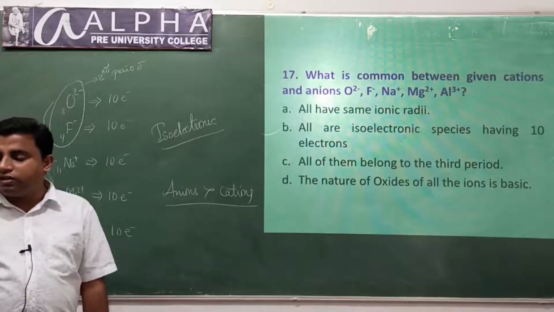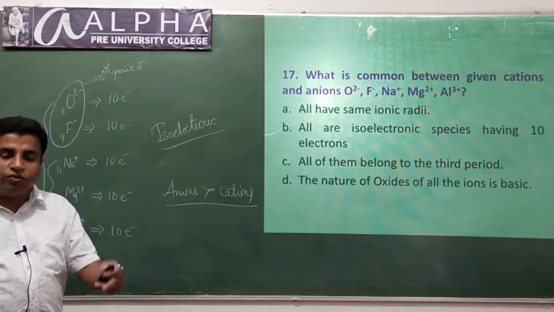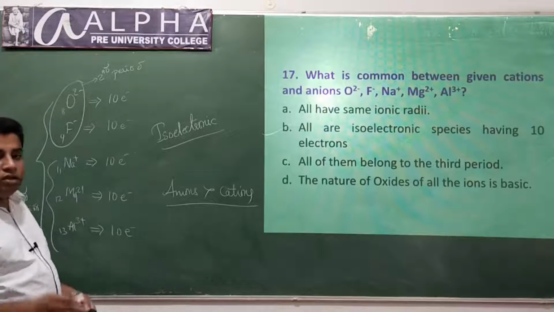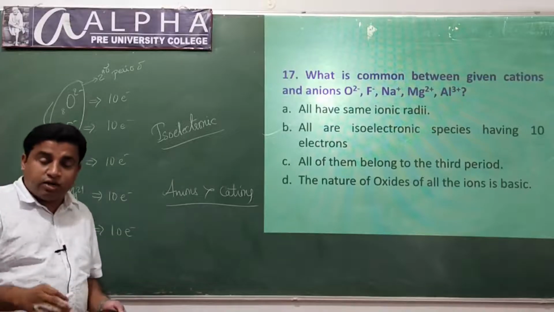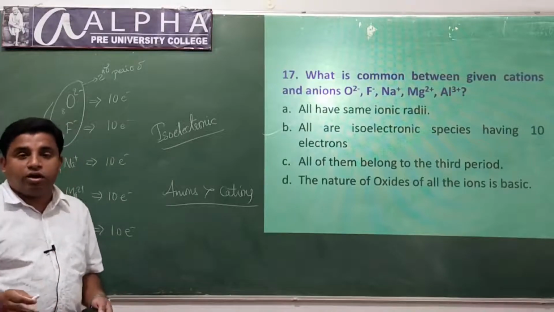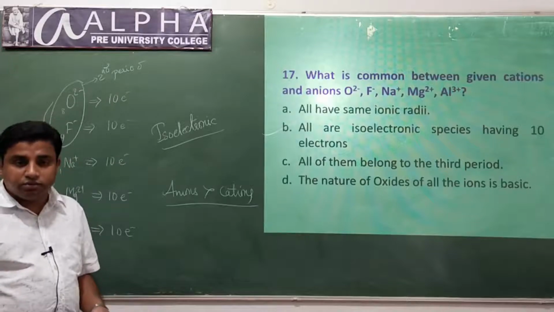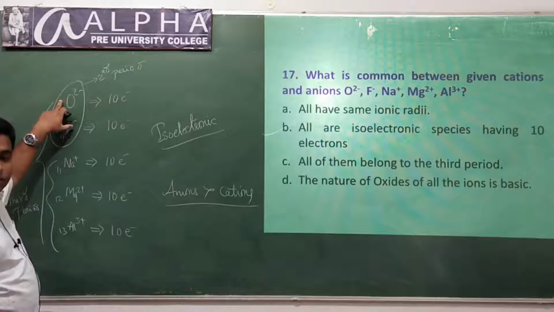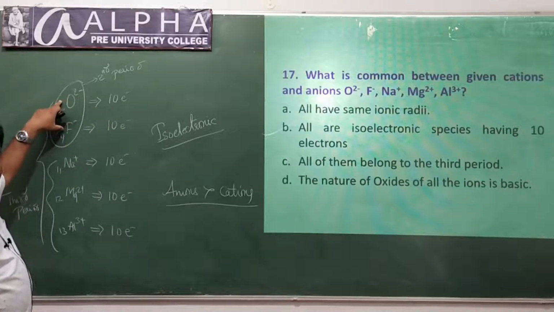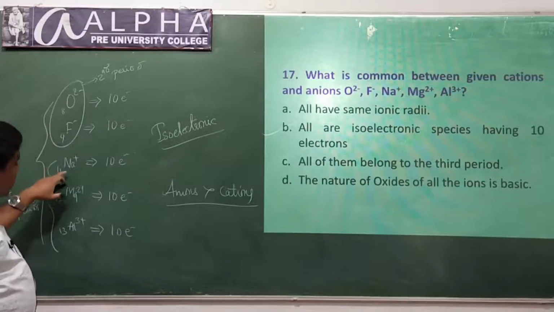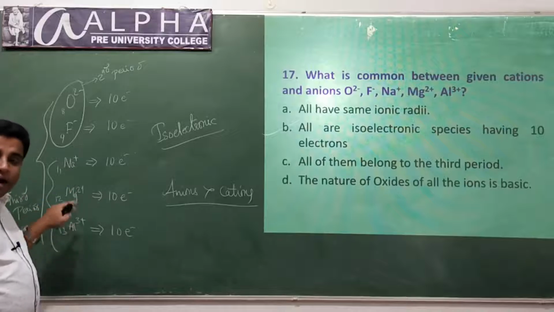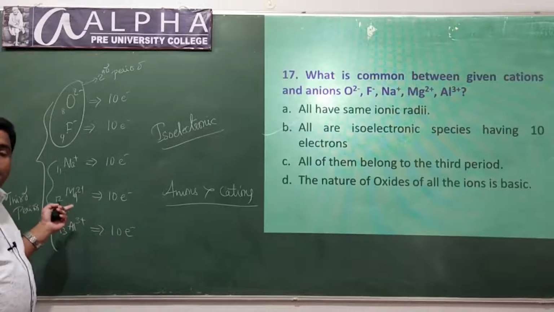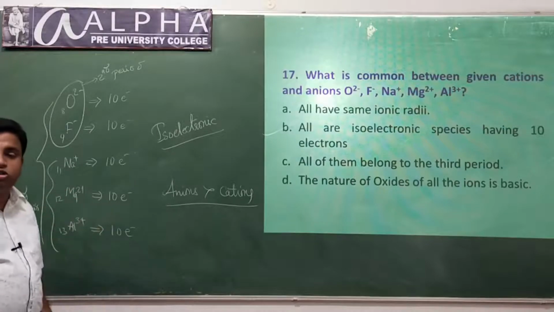The nature of oxides of all the ions is basic. Just now I told you, metallic oxides are basic, whereas non-metallic oxides are acidic. Oxides of fluorine and oxygen, they are non-metals, therefore they are going to be acidic. Whereas sodium, magnesium and aluminium are metals, therefore their oxides are going to be basic. So even option D is not correct.